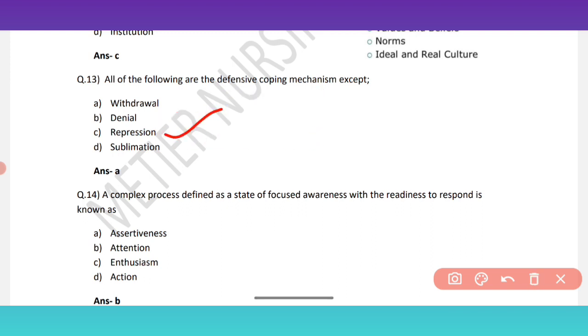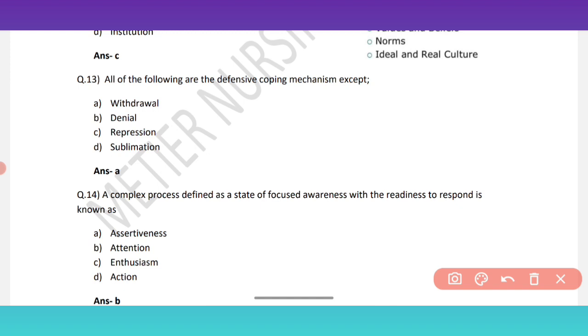Repression, option C, is repression, right? So what is repression? Unconsciously removing the stressful or traumatic thoughts from the conscious brain. That is called repression. Consciously avoiding the stressful thoughts is called suppression. Suppression and repression, these two things you have to remember. Repression means unconsciously removing the stressful thoughts. Suppression means consciously, wantedly, avoiding the stressful thoughts which you would have come across in the childhood. That is the difference between suppression and repression.